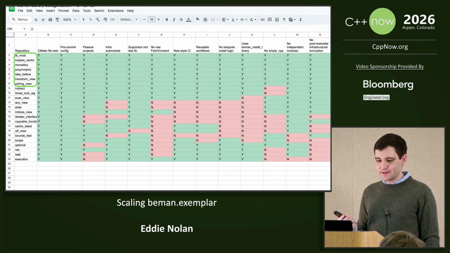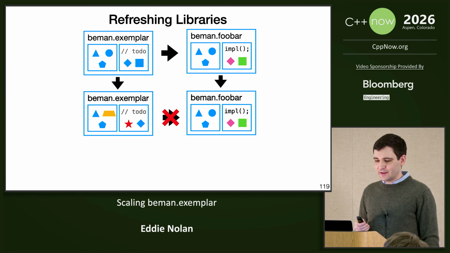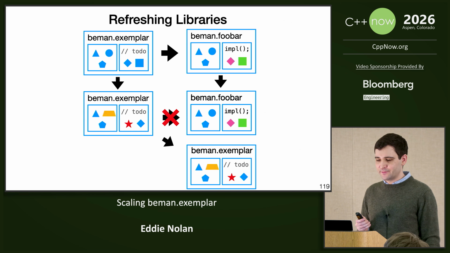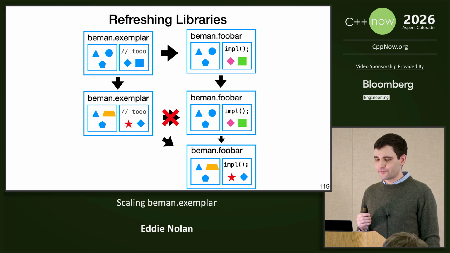So these are the libraries that I started trying to address first. The way that I went about doing this was we're just going to stamp out a new copy of the Beman exemplar template, and then we're just going to copy over the implementation, but not any of the C++ or CMake scaffolding from the Beman foobar library.